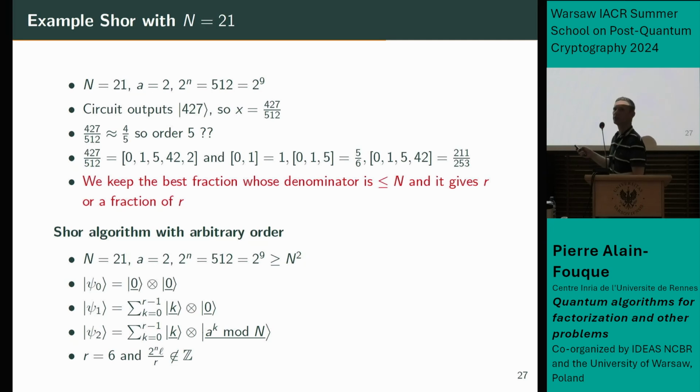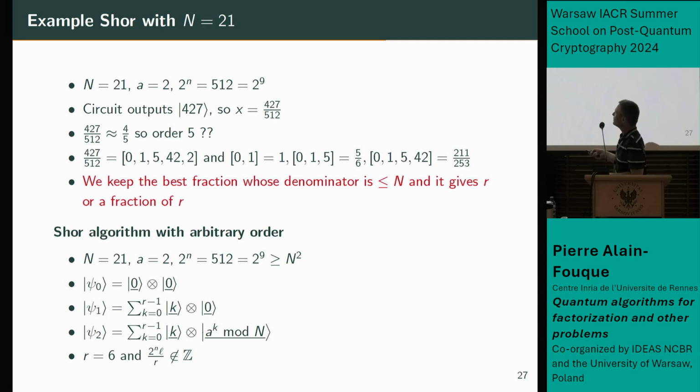Okay. So let me describe what we can do with arbitrary order. With arbitrary order, I mean that the order R is maybe not a divisor of 2 to the n. And now I have another idea: I also assume that 2 to the n is larger than n squared. This is in order to apply some theorem, so I need to have this assumption.